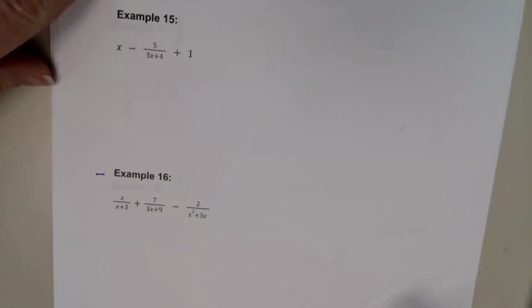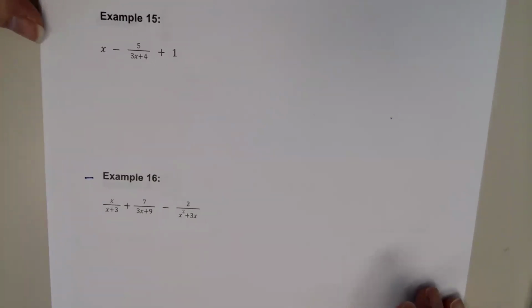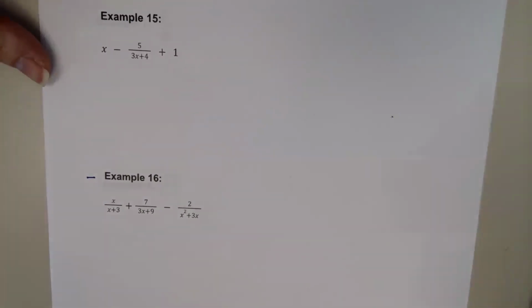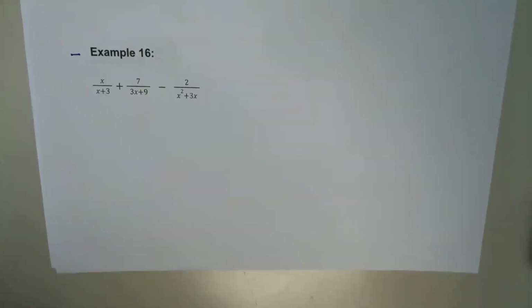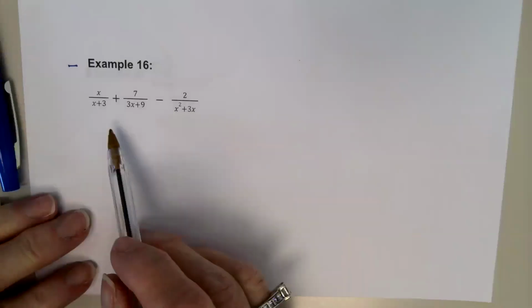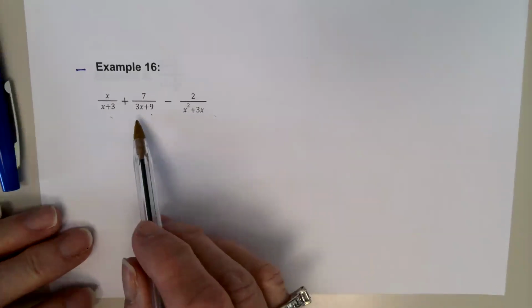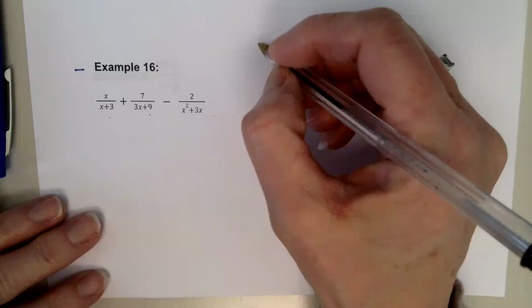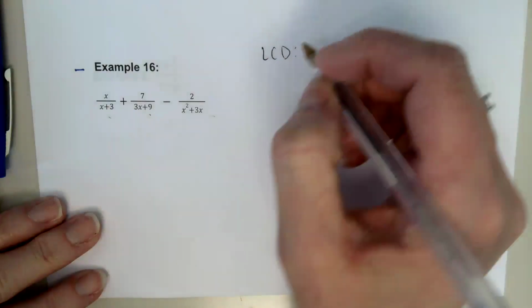I'm going to do example 16 as my last one. Like I said, if you want to catch back for an extra video for other topics, you may do that. Example 16, let's do one last one where we're adding and subtracting, but we have 3 unlike denominators, so we have to factor them to find our LCD.